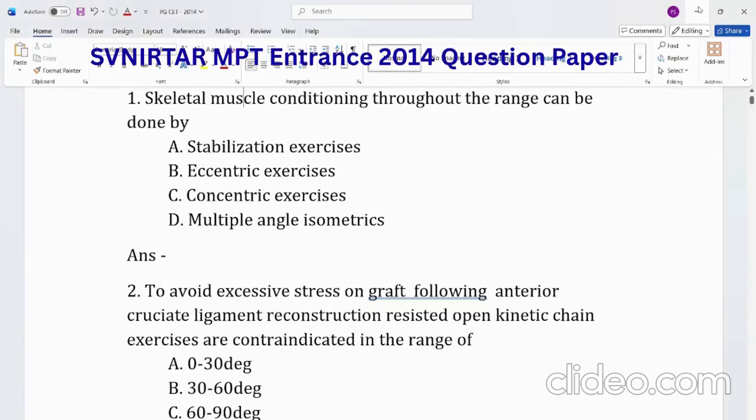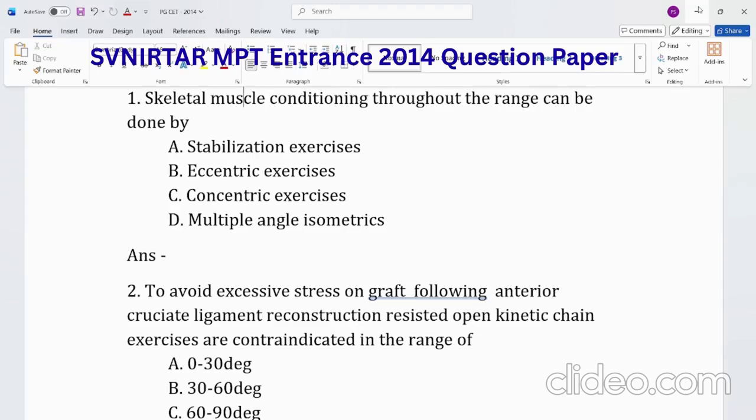Dear viewers, today we'll see the MPT entrance of SVNIRTAR 2014 question paper. It's very essential for those participants who are going to appear for the SVNIRTAR MPT entrance. You should thoroughly revise all the previous year MPT entrance question papers so that you can get an overall idea of how questions are asked in different topics in the SVNIRTAR entrance. So today's topic is the 2014 PGET of SVNIRTAR.